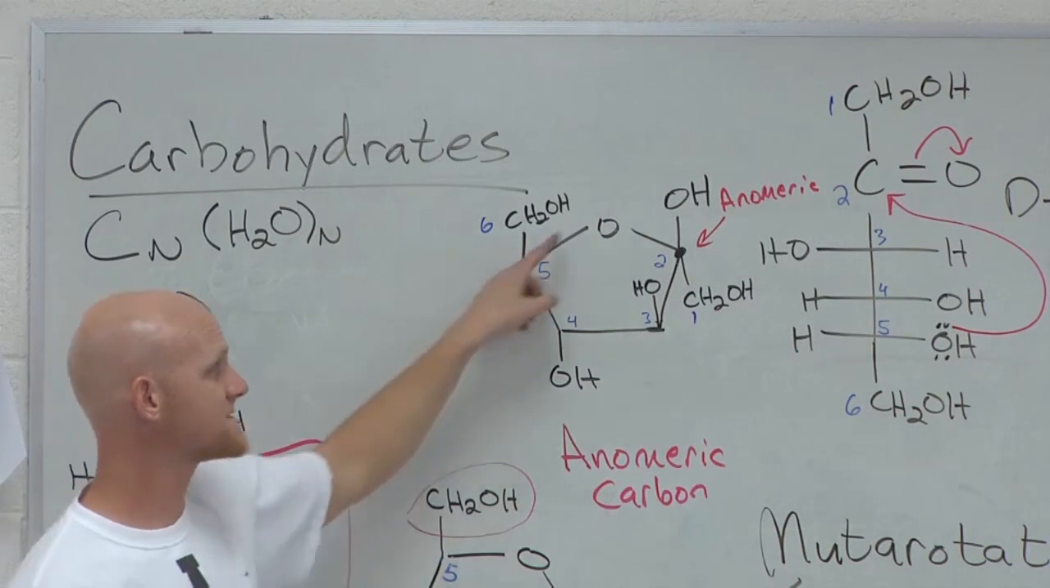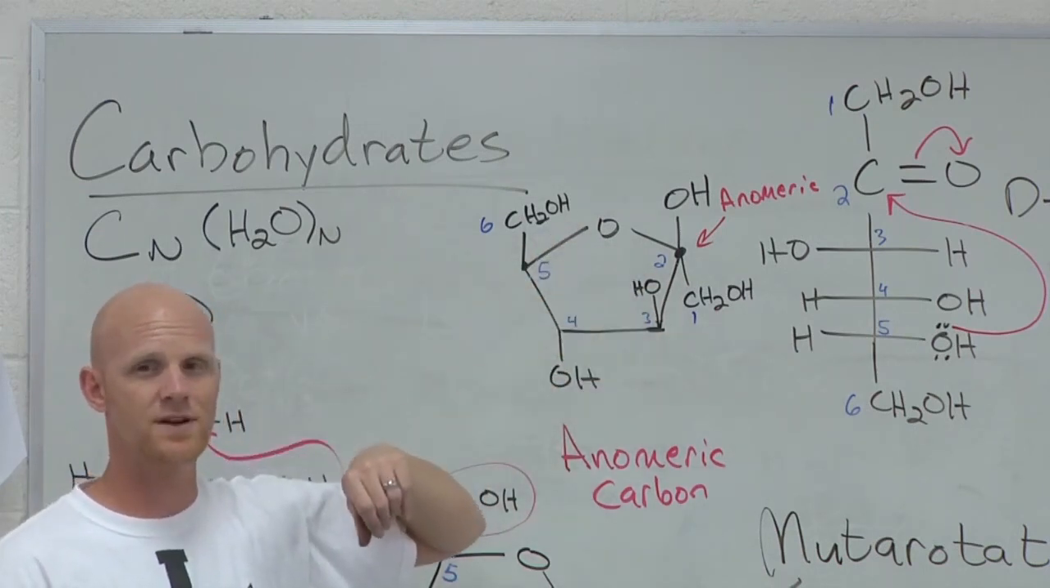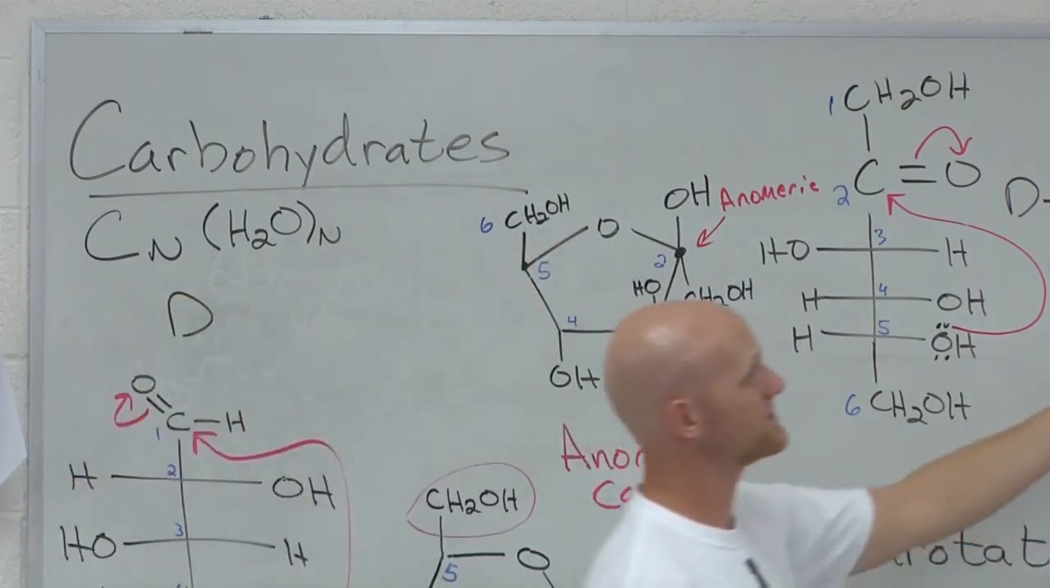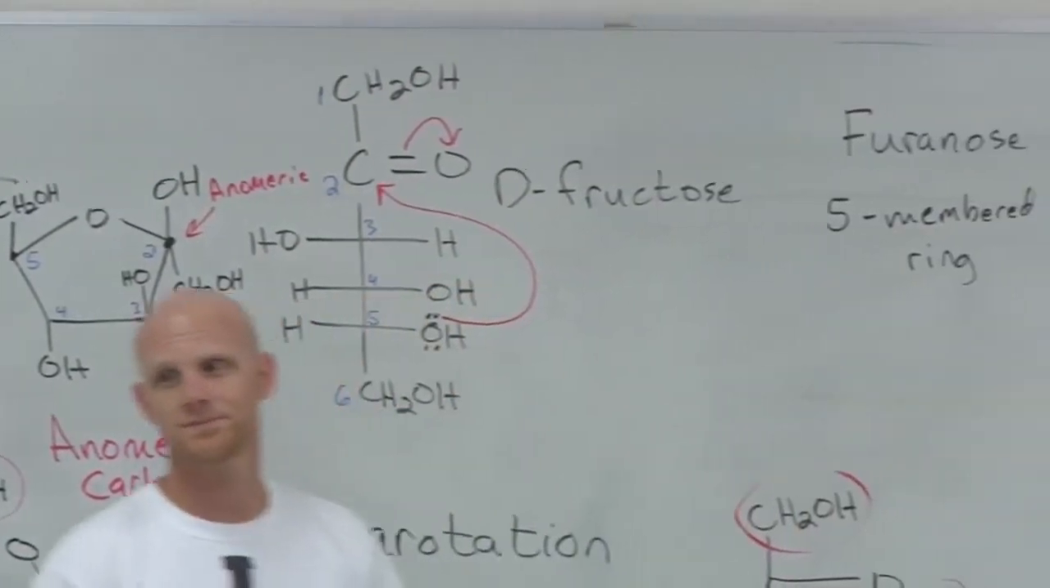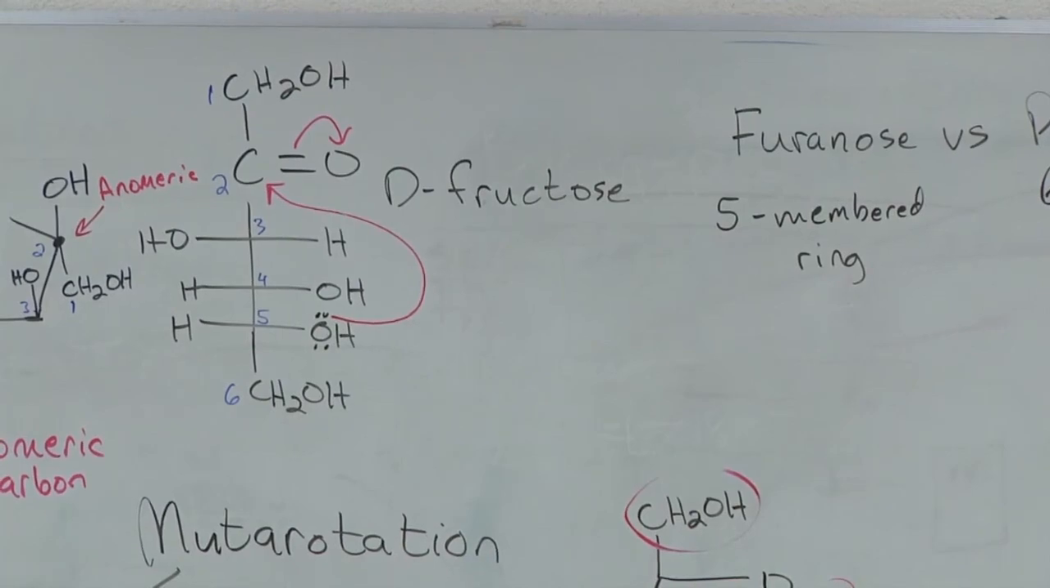So in this case, how big is the ring total? Atoms in the ring? 5, including the oxygen. So what is he? He's a furanose. Cool. So now you've seen both pyranose and furanose as well.